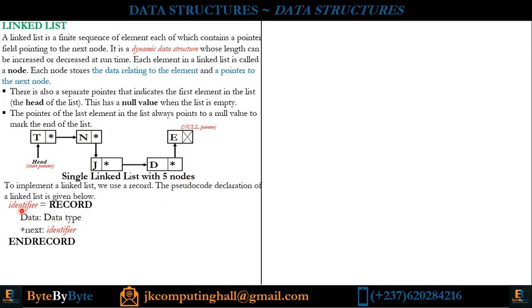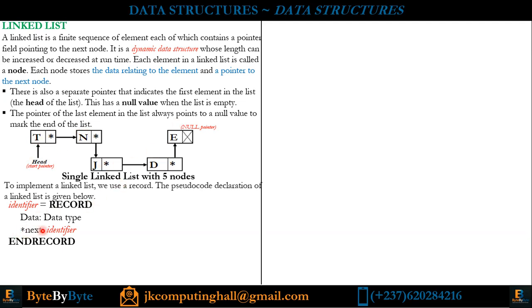So I have my identifier equals record. I have my data with a particular data type depending on what the linked list is storing. It can be an integer, it can be a character, it can be a string. Then I have a pointer called next, and its data type is of the same record, meaning that it points to another node, because all these nodes are the same.